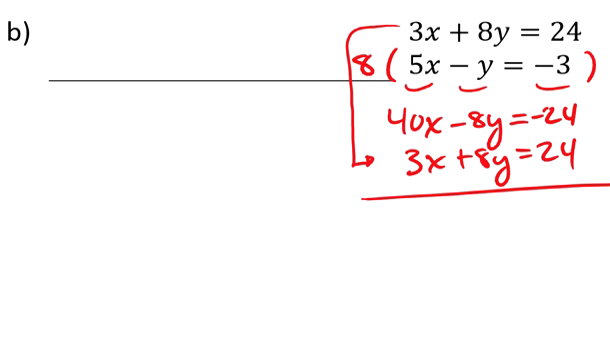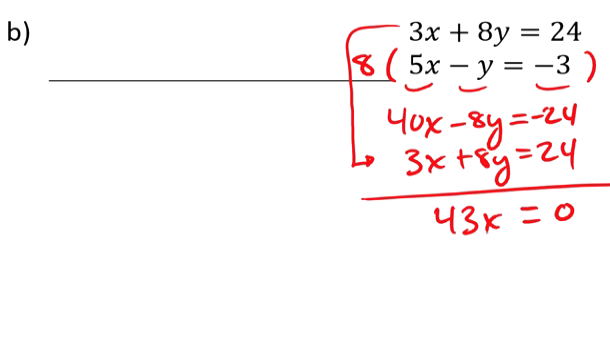So now if I go ahead and combine these, again, I'm using elimination here, I end up getting a 0 on the left-hand side, right? Negative 24 and positive 24. The other thing that happens is my y's are completely gone because I've got negative 8y and positive 8y, so that's a 0. And then 40x plus 3x is 43x.